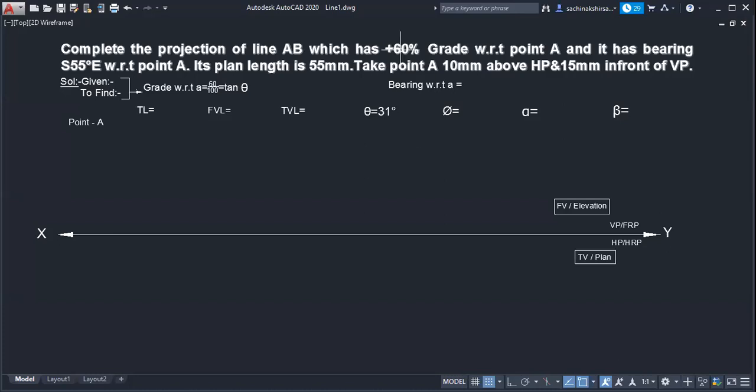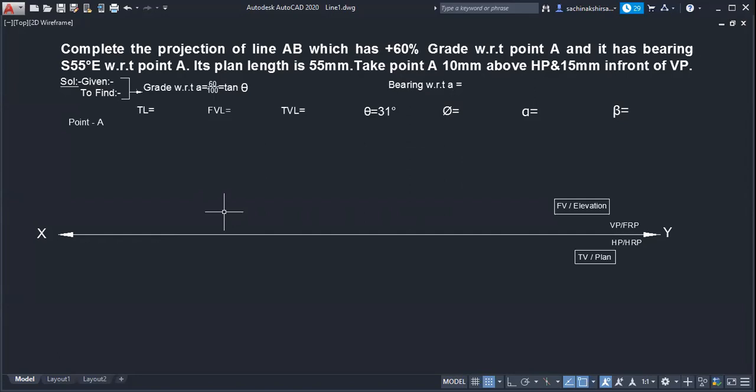Another method. So this 60% we have converted into 60 by 100. Which is the x distance and which is the y distance? Y is 60 and x is 100. Only 60. Now one more method is there to calculate this theta.